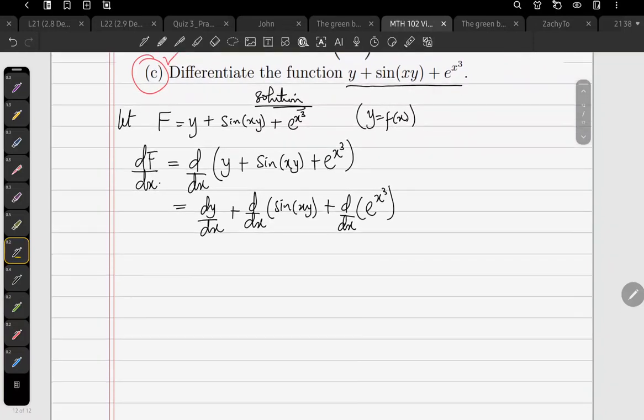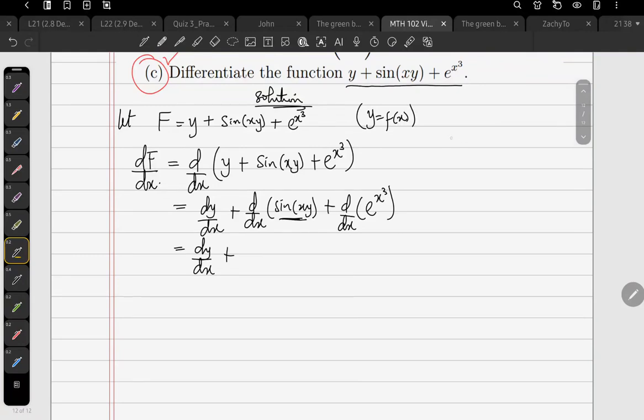And then dy/dx is settled itself, so dy/dx. And what is the derivative of sine xy? That is a chain rule. You have the main outer function to be sine, and you have the inner function to be x times y. So what does the chain rule say? The chain rule says the derivative of a composition is the derivative of the outer function evaluated at the inner function times the derivative of the inner function.